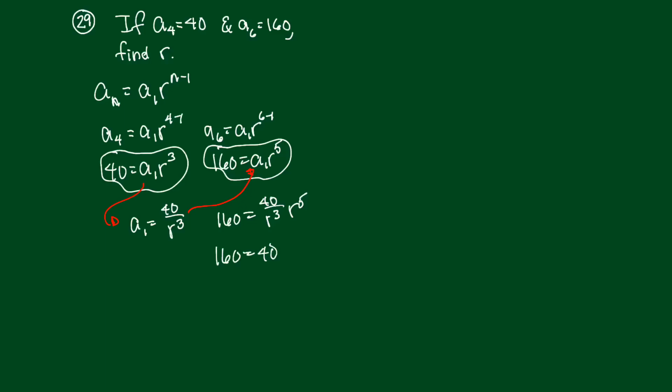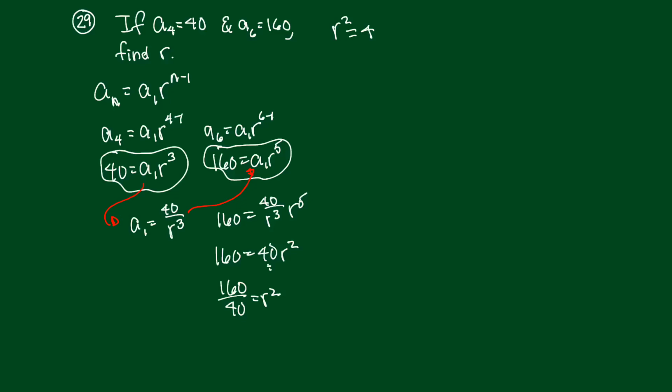And what can you do here? r to the 5th divided by r cubed. 5 minus 3 is 2. 40 r squared. How about if we divide by 40? So we'll get 160 over 40 is r squared. I'm going to go up here to the top. So I'll write it as r squared equals 160 divided by 40.